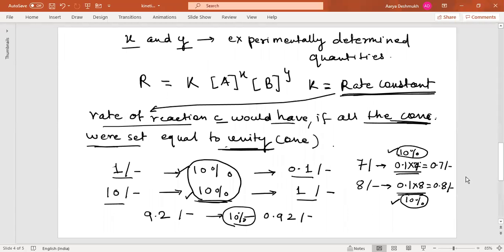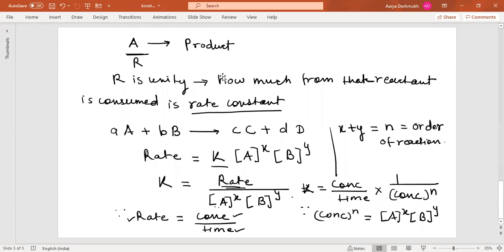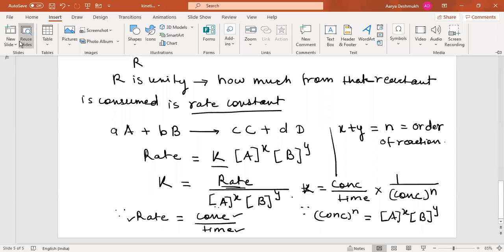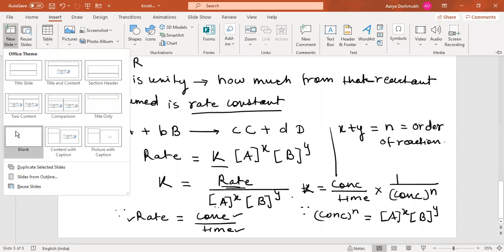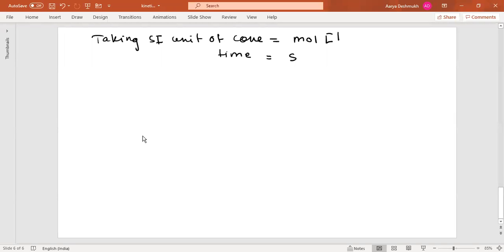Now here, wait a minute, I'll add one slide here. Taking the SI unit of concentration, what is it? That is equal to moles per liter. All of you know this. And for time, it is second, which is denoted by small s. Now, I'll try to write in a tabular form so that you will understand more clearly.